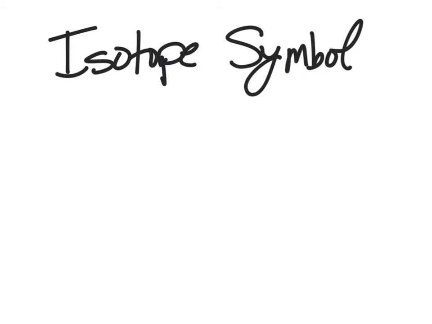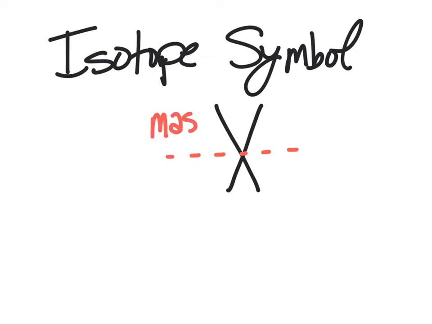In isotope symbol, we use the symbol of the element. In this case, we'll call it X. And on the left-hand side, written above the center line, if you imagine the center of your symbol as this red line, above the center in Latin is called superscript. So we want to write the mass number, which you have either been told or you have discovered by adding the protons to the neutrons.